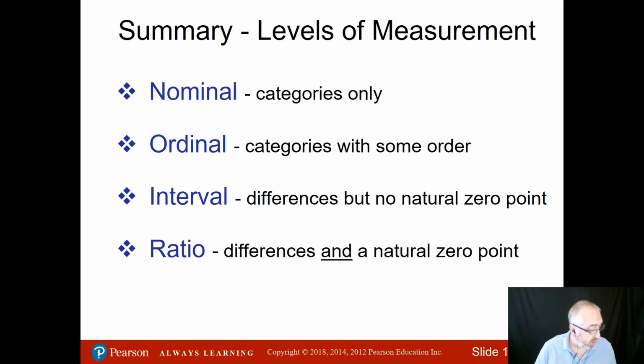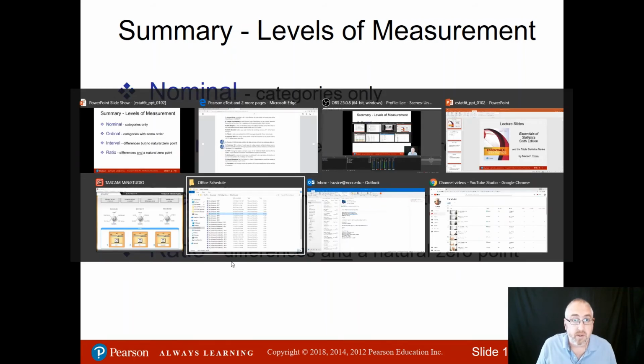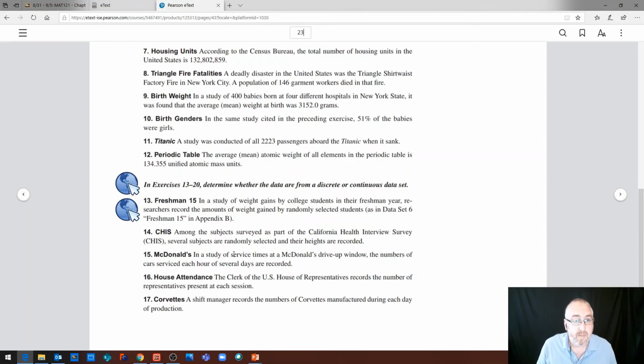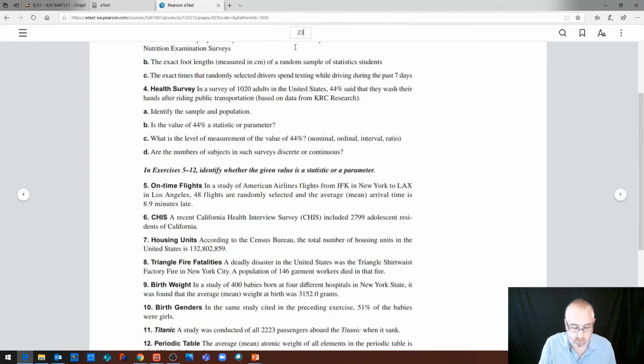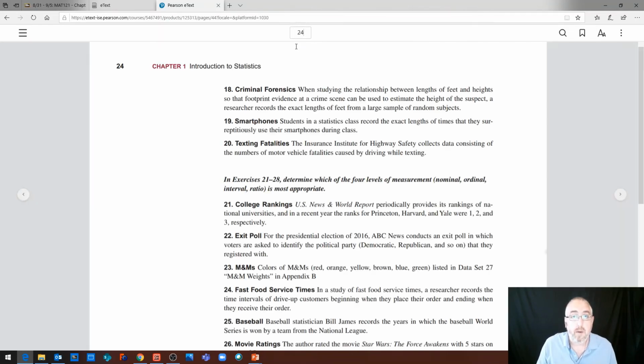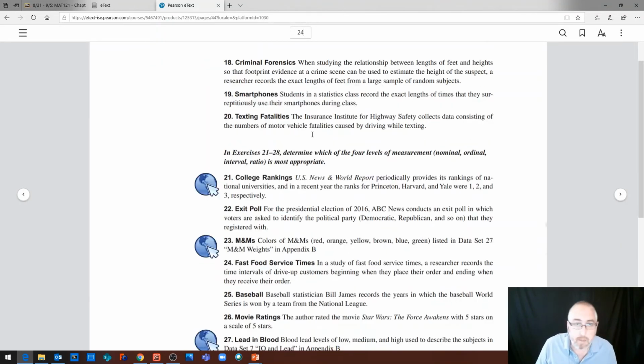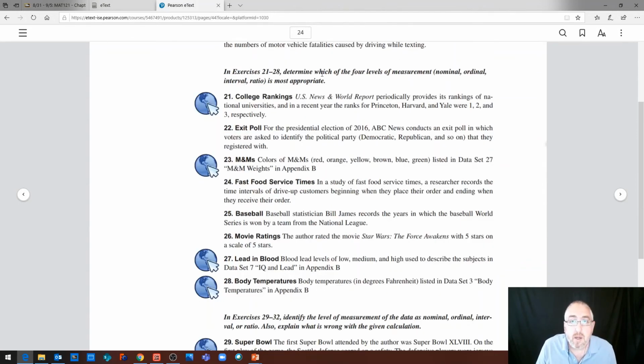All right, so looking at the notes again, we got some more examples to help clarify that. So let's flip back over to the textbook right there. And we want to go to page 24. Here we go. Number 23. So the directions just say to determine which of the 4 levels of measurement, nominal, ordinal, interval, ratio, is most appropriate.